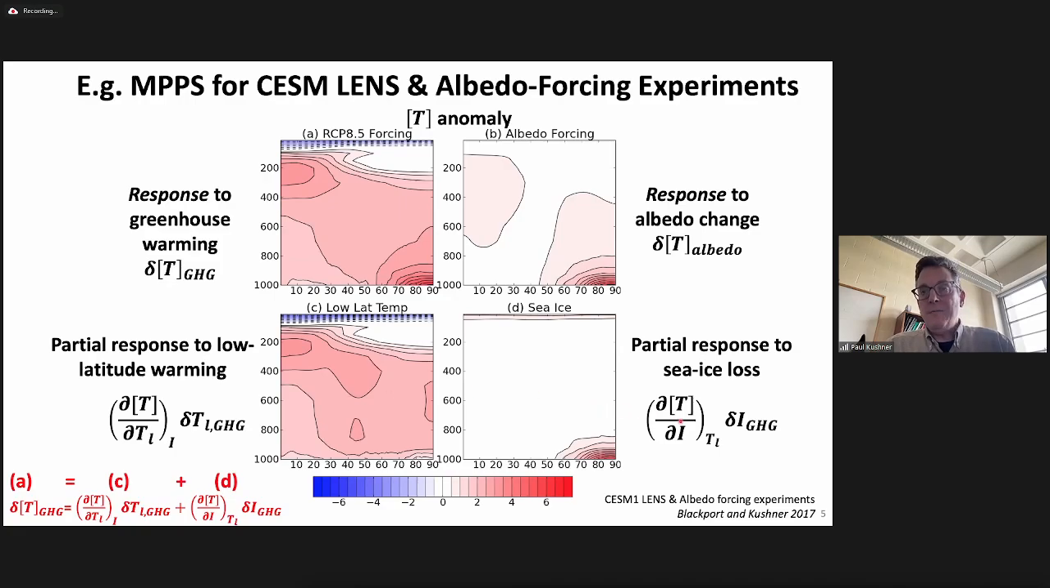And the converse, or the complement, is the response of the zonal mean temperature to sea ice loss in the absence of tropical warming. And you see here this very clean separation, okay? And this is set up so that D plus C is equal to A, so we call these the partial responses. This is in temperature.